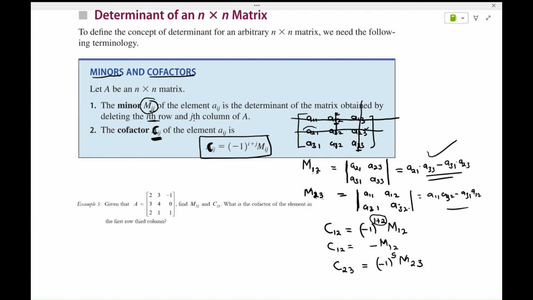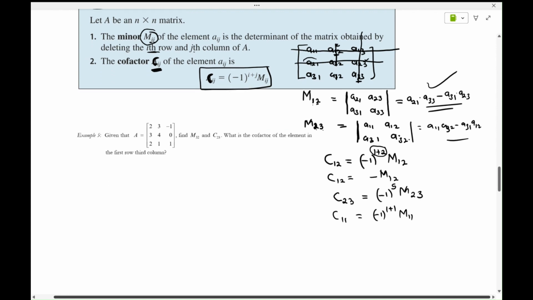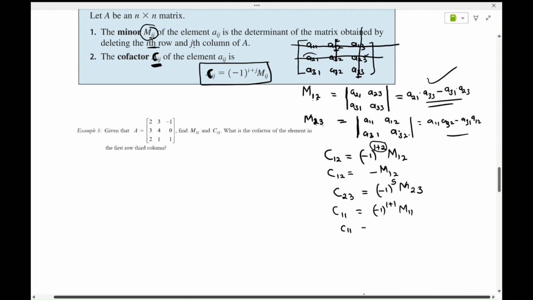So for example, if you are asked to find C11, what is C11? It's going to be minus 1 to the power 1 plus 1 times M11. Minus 1 to an even number is just going to be 1, so it's going to be positive. It means that C11 is just M11, right? Because minus 1 to the power 2 is 1. All right, so let's take particular examples and let's work from there.